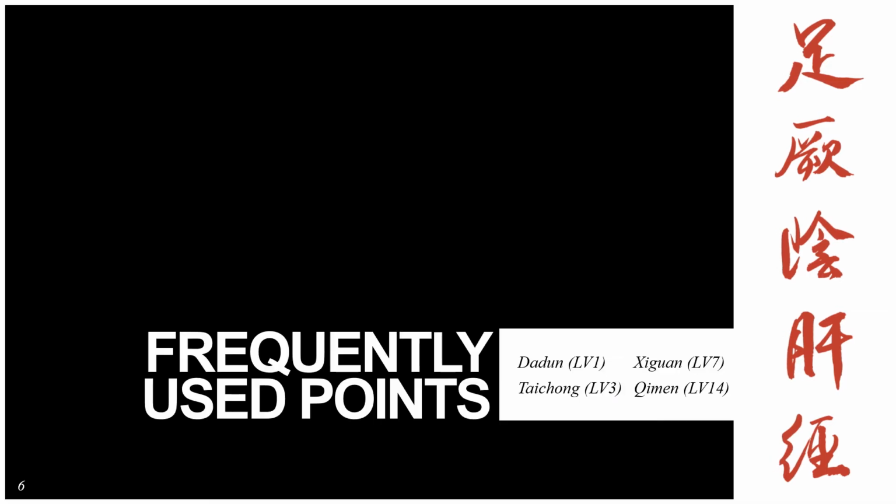The frequently used points on this meridian are Dadun, liver 1, Taichong, liver 3, Shiguan, liver 7, and Qimen, liver 14.